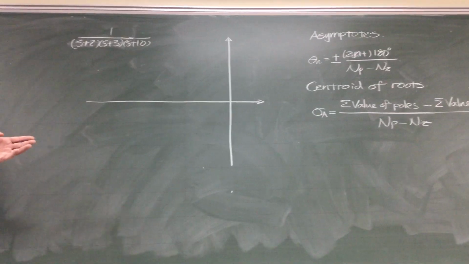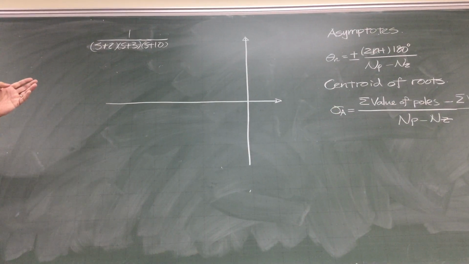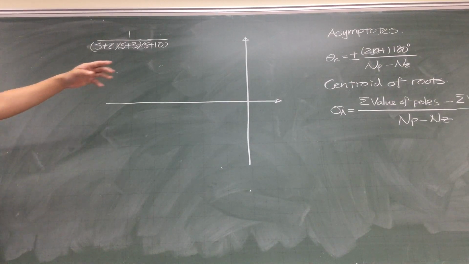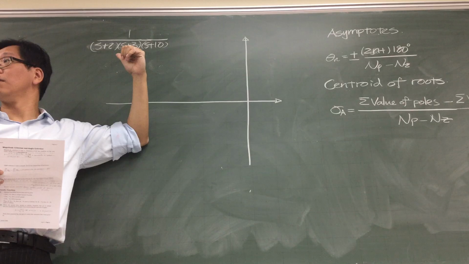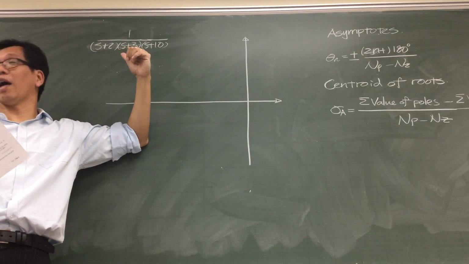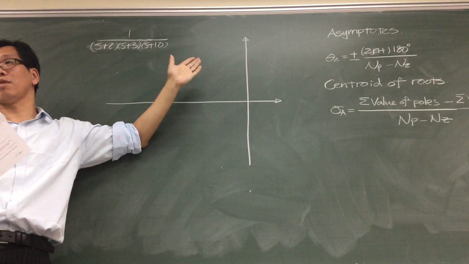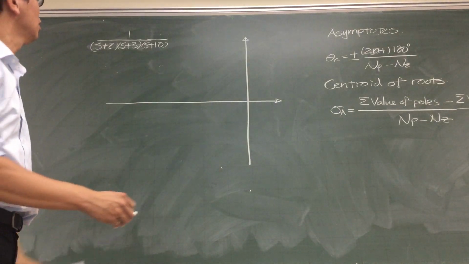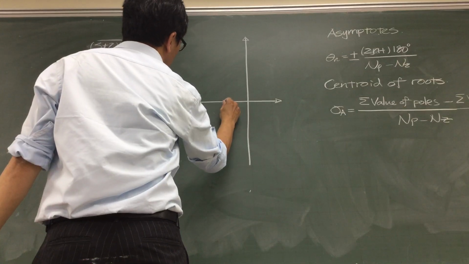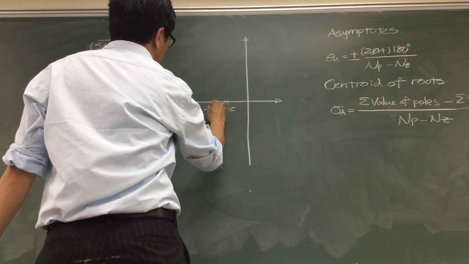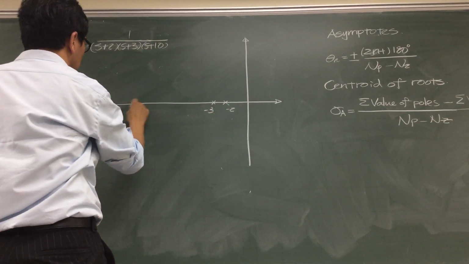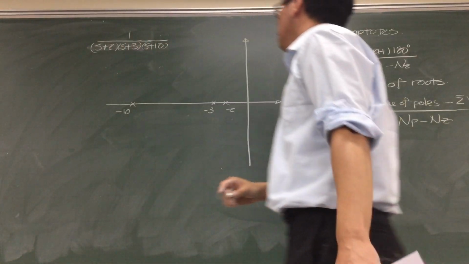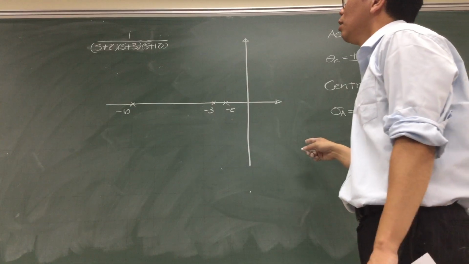Let's do a little bit of practice before we move on. If I have a transfer function like this, open loop, can you tell me what the angles of all the asymptotes are? I have 3. What are the angles? 60, -60, and 180. So I have poles at -2, -3, and -10. Can anybody tell me where the centroid is? -5.